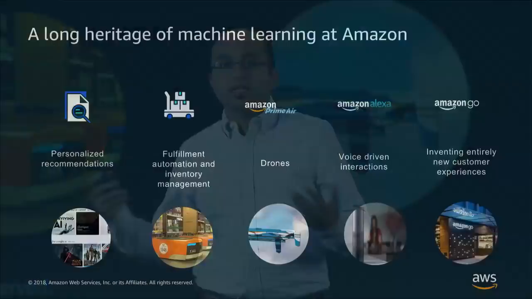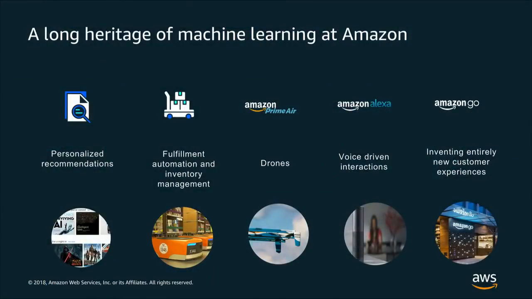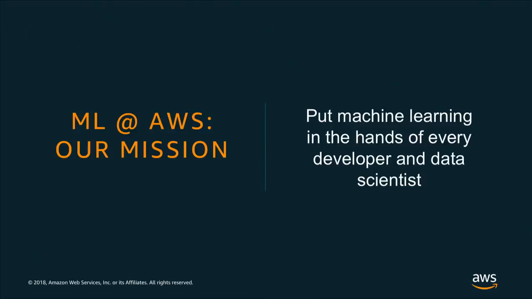I'm here to talk about how easy it is to build machine learning applications on AWS. At Amazon in general, we've had a long heritage of machine learning applications, right from search and recommendation engines to Alexa to now in store, where you can go pick up any shopping product and walk out without having to check out.